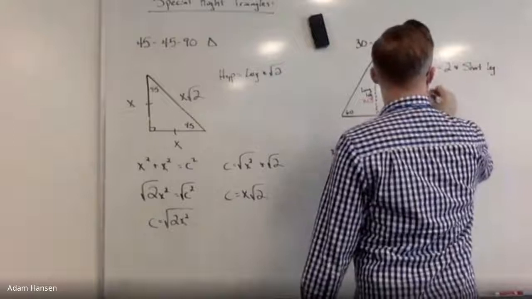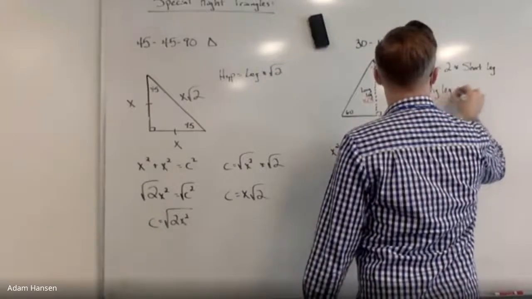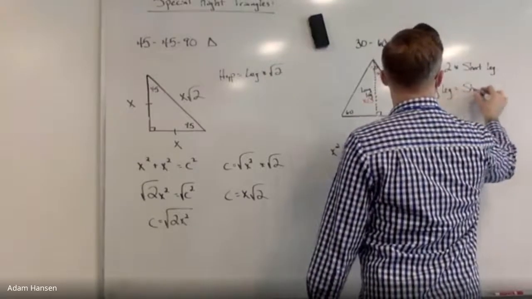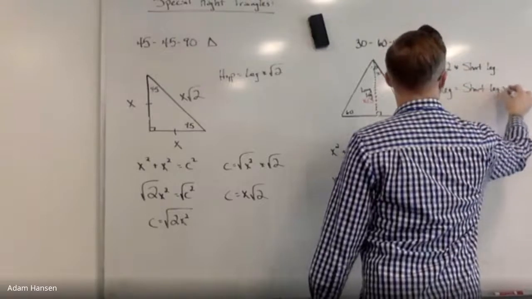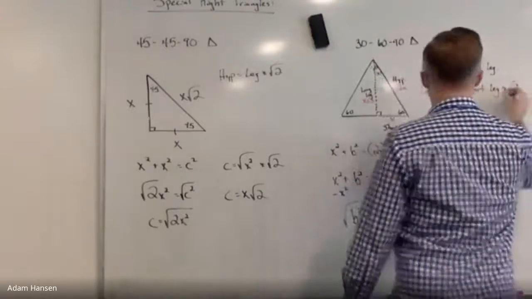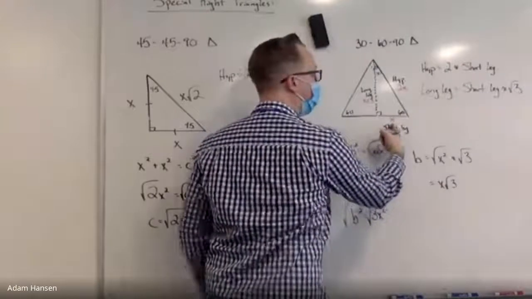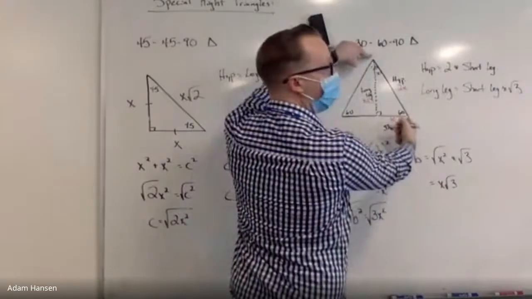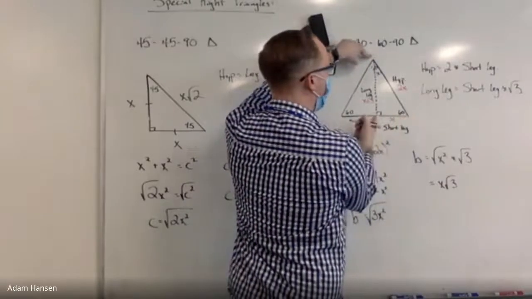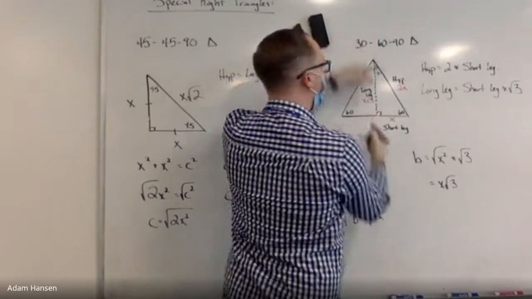The long leg is the short leg times an extra square root of 3. The short leg is x, the hypotenuse is twice as long, and the long leg is that short leg length times the square root of 3.